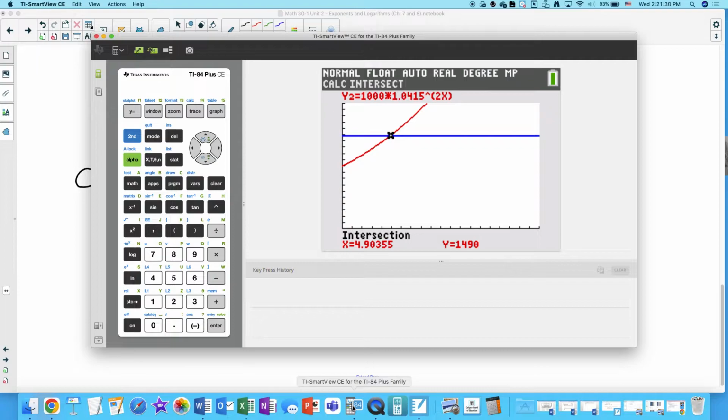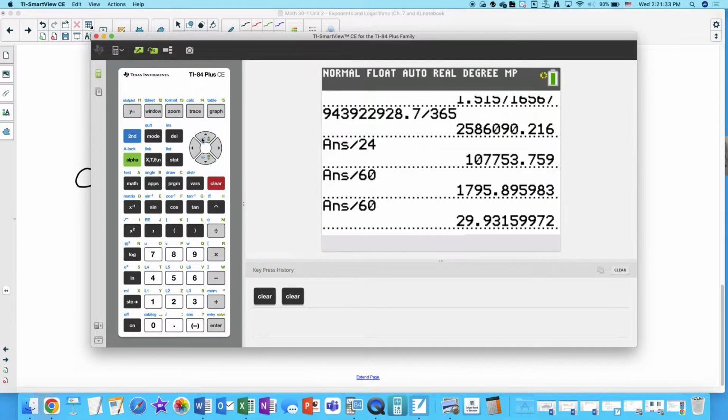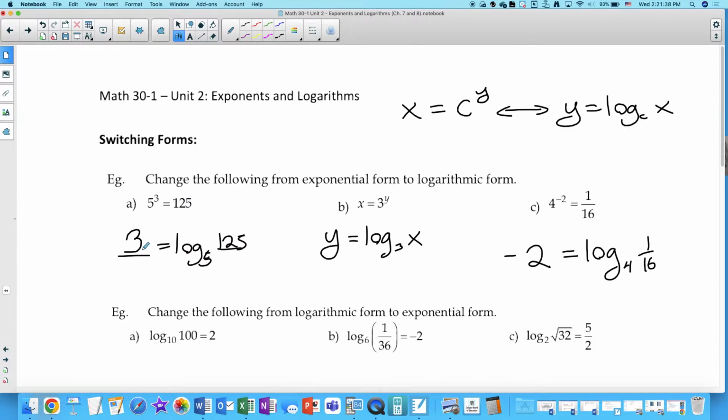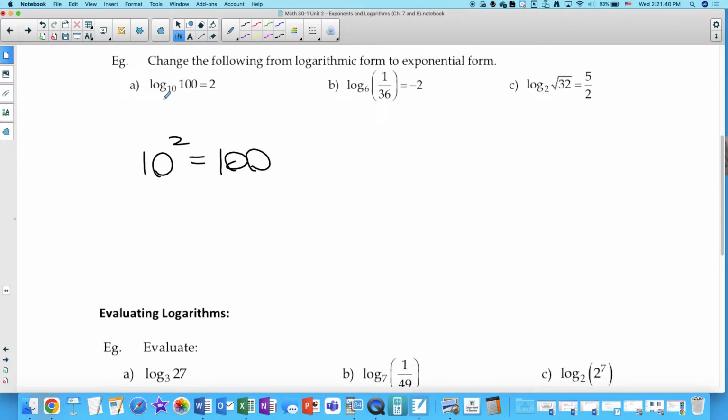So for example, if I'm thinking about this one over here and I'm trying to evaluate it, I'm saying 10 to the what is 100? Well, we know 10 squared is 100. So once we practice this, we'll be able to evaluate some of these. But what if I asked you log base 10 of 50?